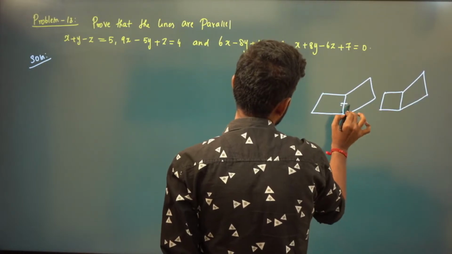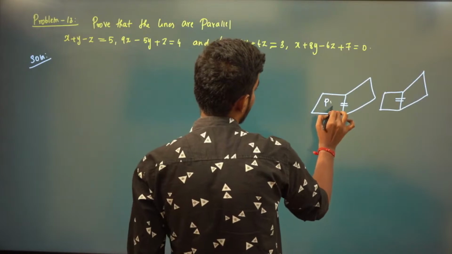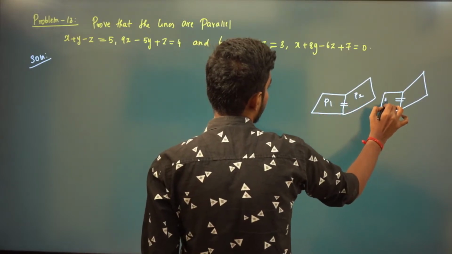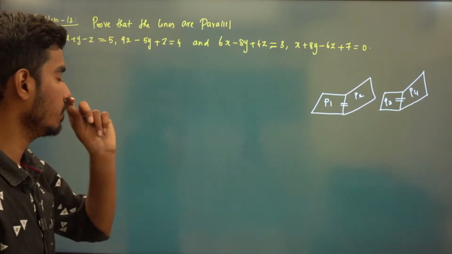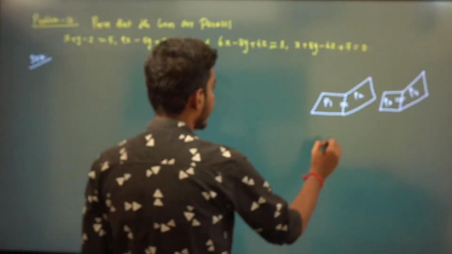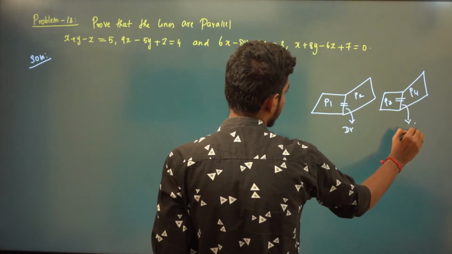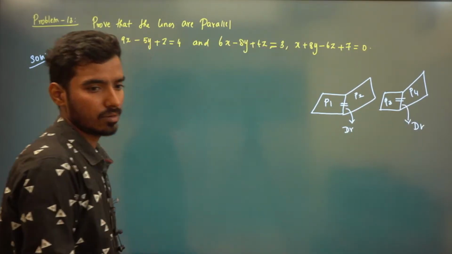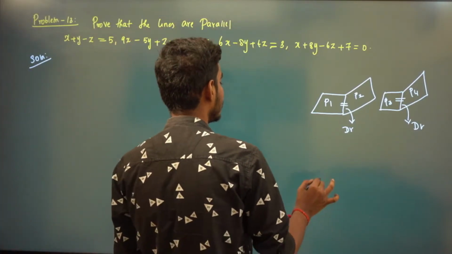So we need to show these two lines are parallel, right? So we have P1, P2, and we have P3, P4. Now you just find the direction ratio of this line and find the direction ratio of this line, right? And I'm just going to write roughly. In the exam you have to write some story.